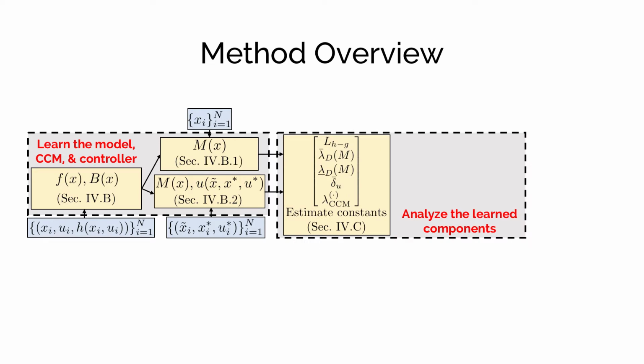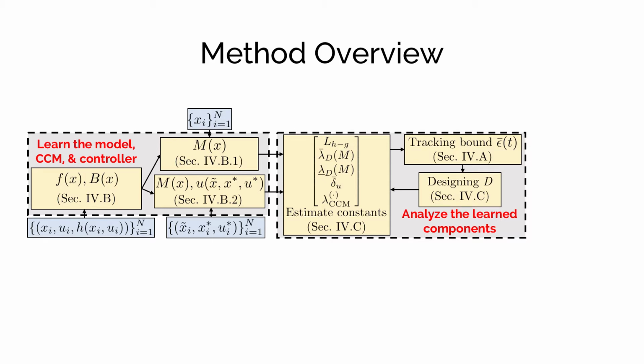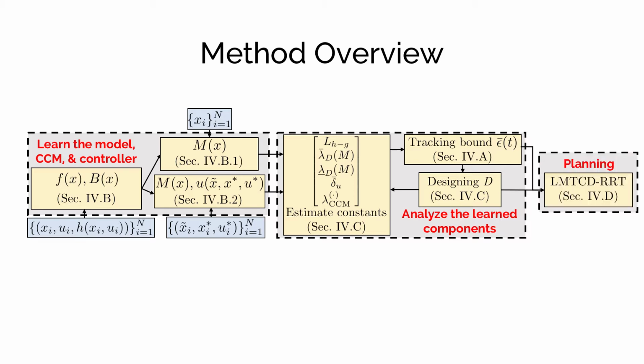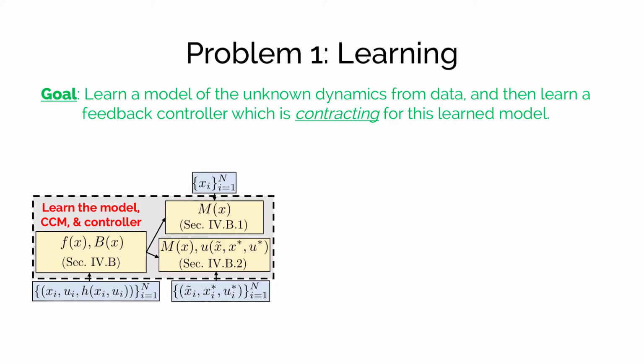We then analyze the quality and correctness of the learned model by estimating several relevant constants that depend on the learned model and the controller, and which are valid over a domain D, which we will ultimately use as a trusted domain for planning. These estimated constants define the size of a trajectory tracking error tube around the nominal trajectory. Based on the size of the tracking error bound, this can then inform which domain D we should choose for planning, and this process iterates. Finally, we can use the learned dynamics, learned controller, and the verified tracking error bound to plan safely within the trusted domain D. Let's break down our approach in more detail.